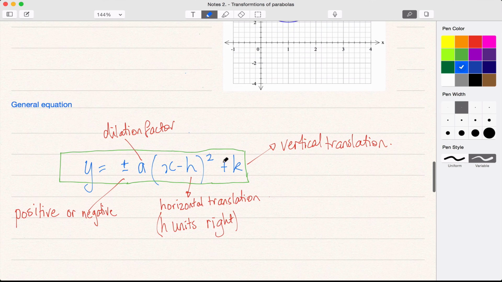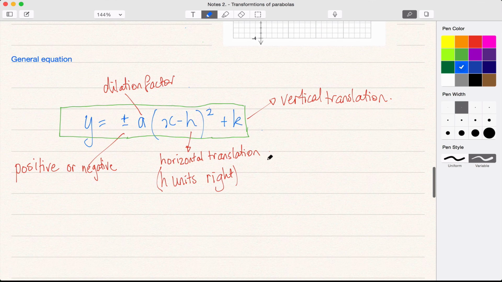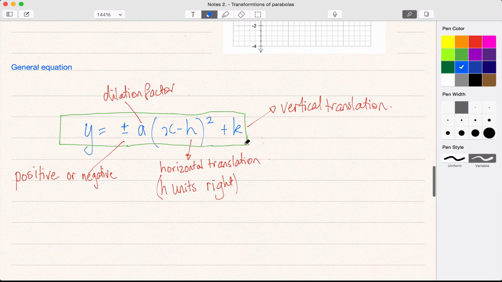This general equation will become really important for working out those transformations. This puts all of them together into one equation. So you need to make sure you copy this equation down. Y equals plus or minus a at the front of the brackets, x minus h all squared plus k.